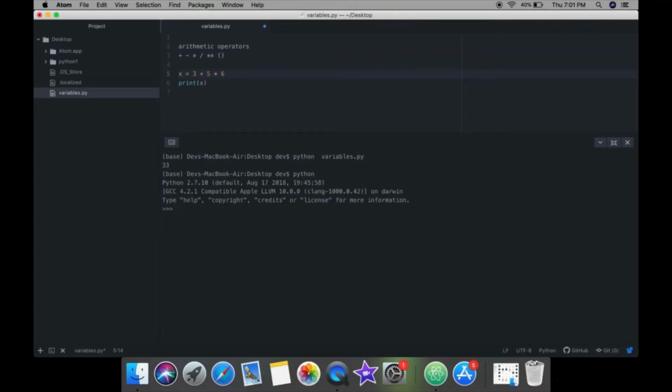So here in Python, if I find x is equal to 3 plus 5 star 6, I am getting 33. Sorry, here I have an indentation error, and let me remove this. Now 3 plus 5 multiplied by 6. Here it's not showing the result. Let me open this terminal again.